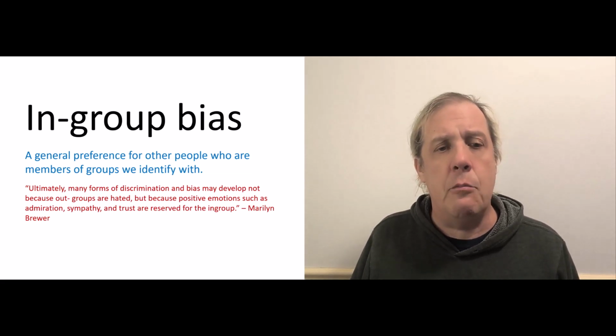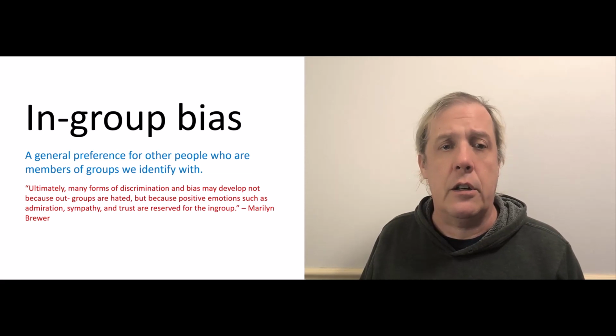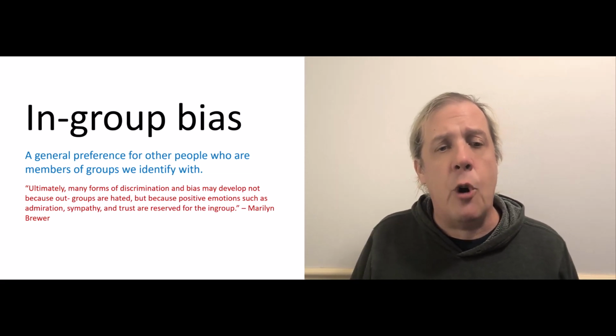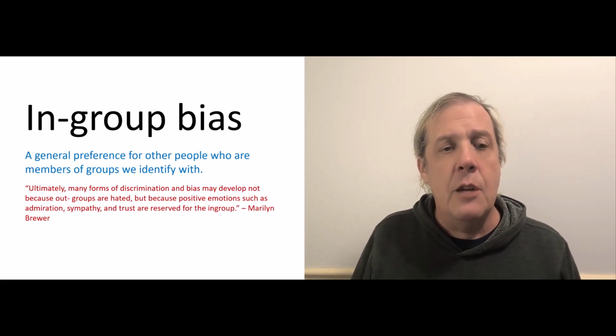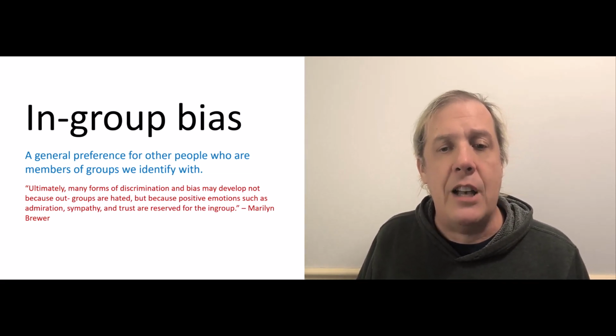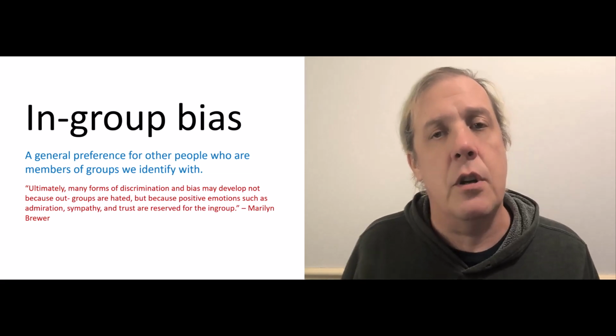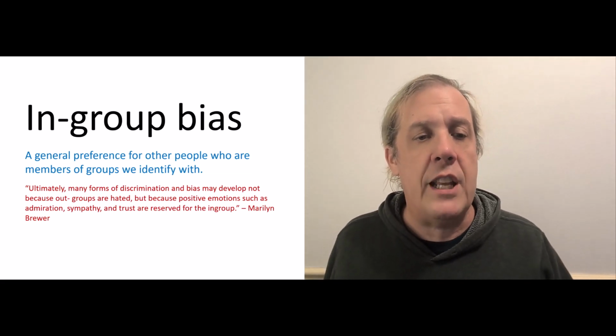So there's a quote here from Marilyn Brewer, a social psychologist that I like, that Linker gives. Ultimately, many forms of discrimination and bias may not be because outgroups are hated, but because positive emotions such as admiration, sympathy, and trust are reserved for the in-group.